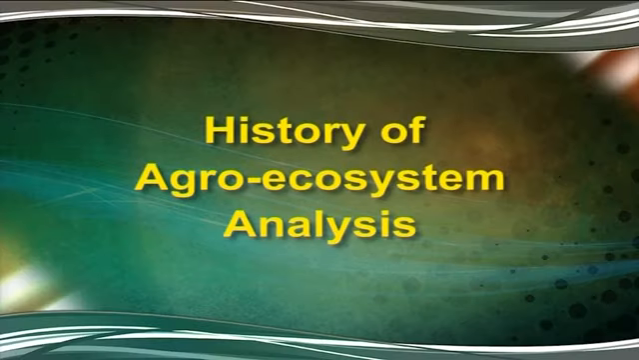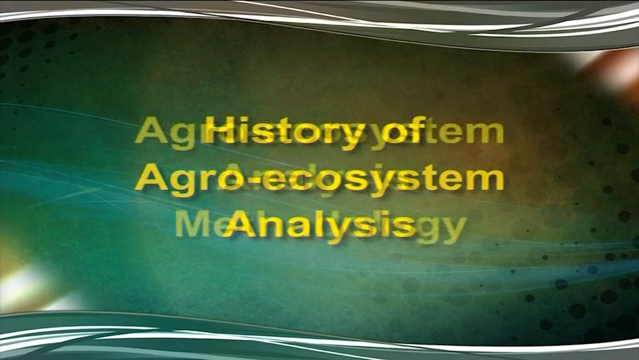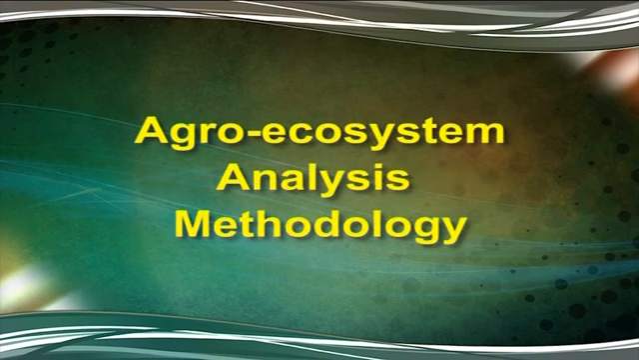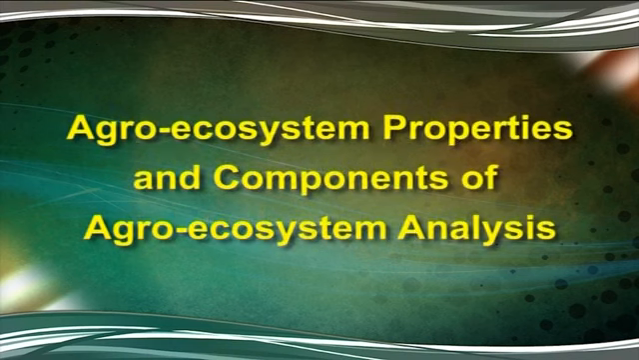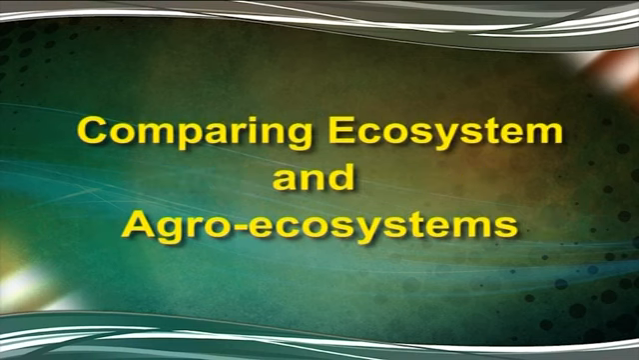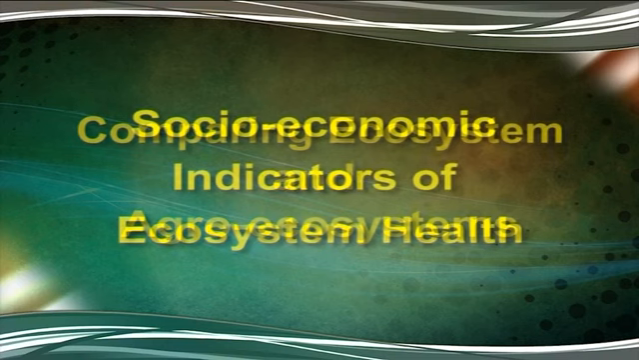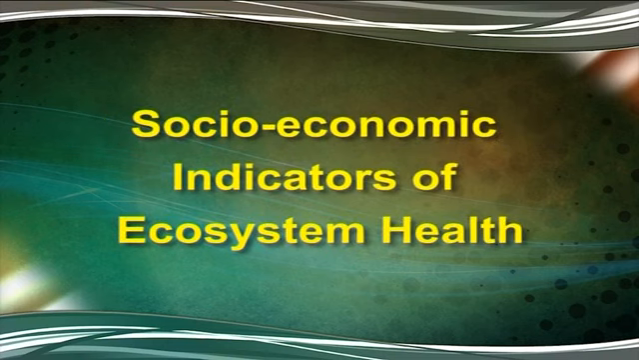Hence, in this episode, the following aspects are going to be seen. They are history of agro-ecosystem analysis, agro-ecosystem analysis methodology, agro-ecosystem properties and components of agro-ecosystem analysis, comparing ecosystem and agro-ecosystems, and socio-economic indicators of ecosystem health.